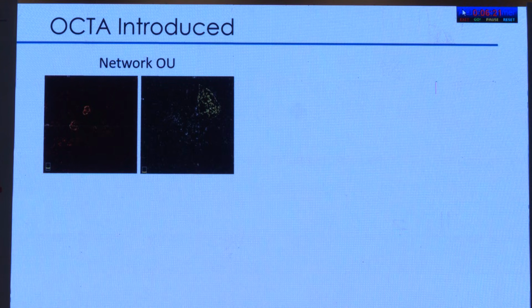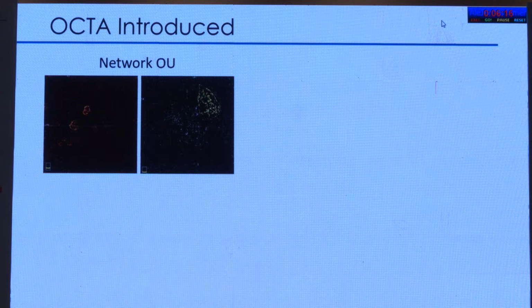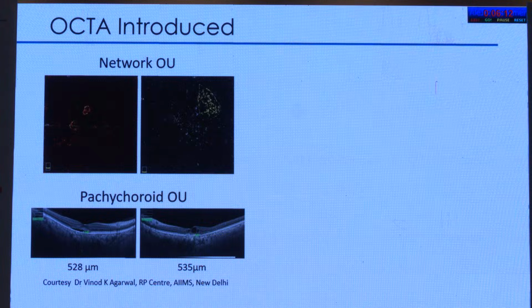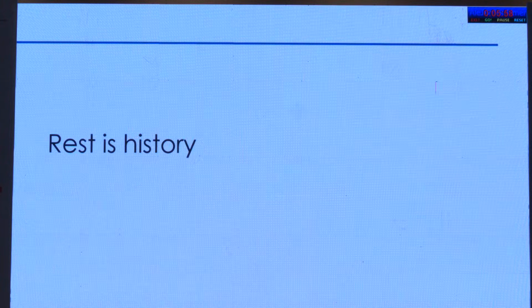And then OCTA was introduced, and we could find these really nice patterns. Then there was the introduction of the swept source OCT, and something known as a thickened choroid came into view. This is when we got the Plex Elite machine, which very clearly defined what the CNVM network actually looked like. And then the rest is history.